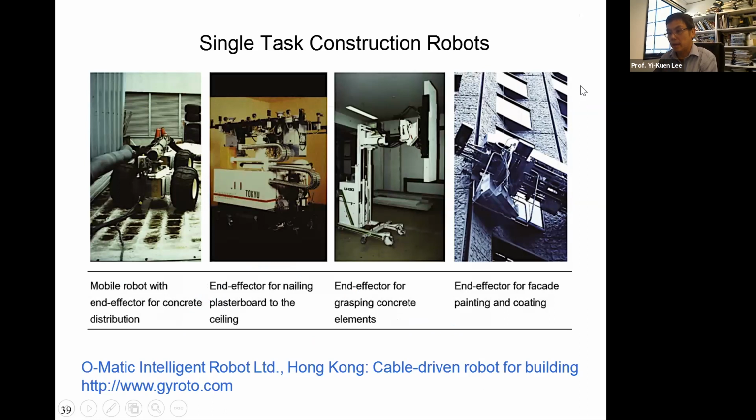So at this moment, there's some company trying to come up with this kind of machine. How can we build a robotic system with mechanism and then try to do building construction? Here I show you a mobile robot with end effector for concrete distribution, and all of this is becoming more and more common.